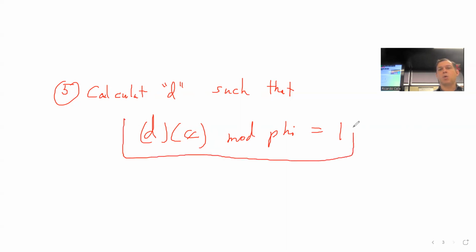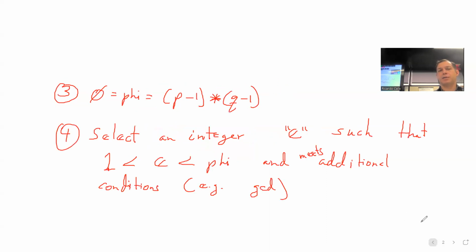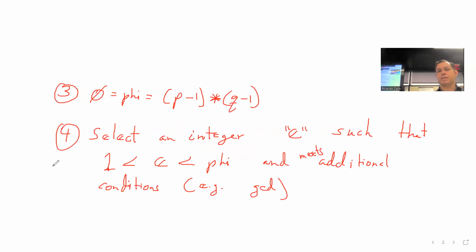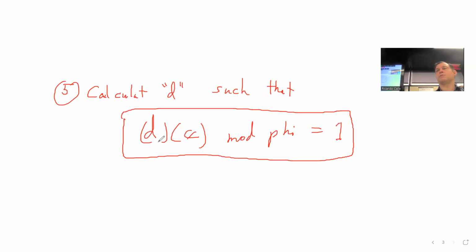So why does this work? Well, it works because if you look back, we already have phi, right? We defined it back here. This is 1, the number 1. And this E we should have already from the previous step here. So given all these terms, we are able to find or solve for D, okay? So that's basically the algorithm. So D times E mod phi equal 1.